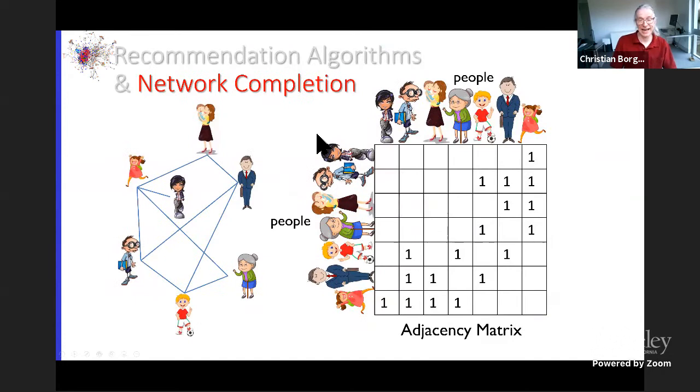Related is network completion. So you have some network on LinkedIn and you want to guess, should I introduce these two people to each other or not? So you want to predict, would they connect to each other, or do I waste my advertising dollars connecting people who don't want to connect anyhow? You can also have weighted networks.